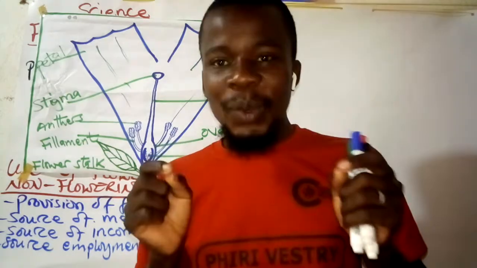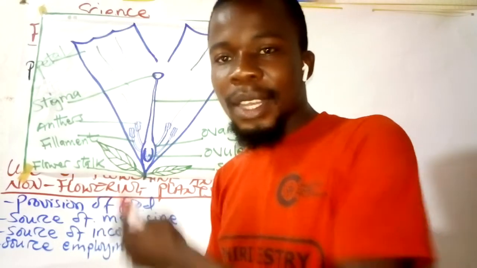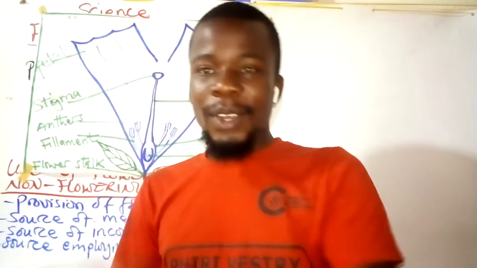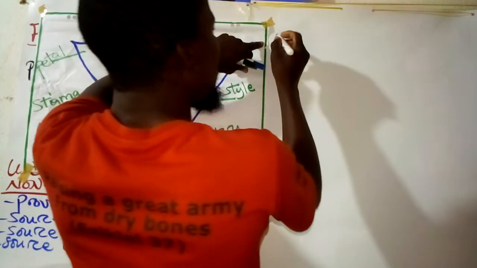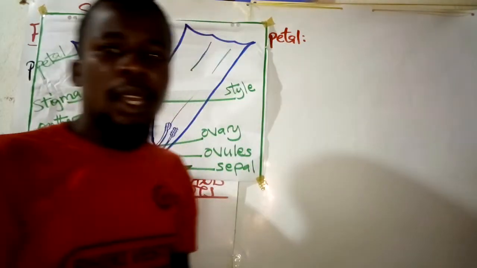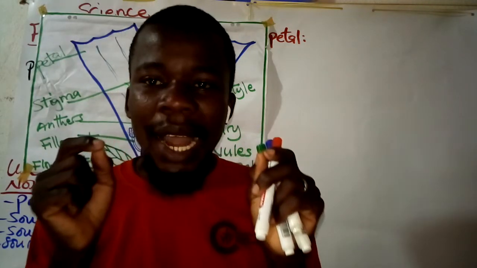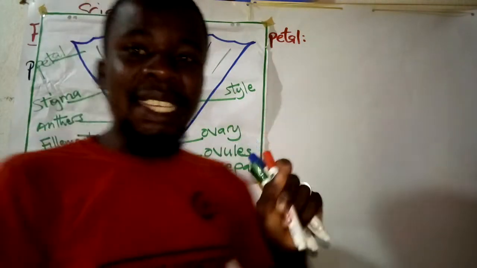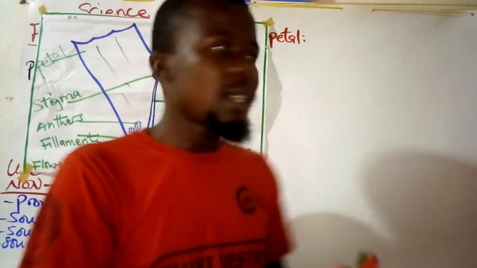Let's now look at the functions of these parts of a flower. What are the functions of these parts of a flower? Let's start by looking at the petal. I have to write petal here. What is the function of the petal? The function of the petal is to attract pollination agents.